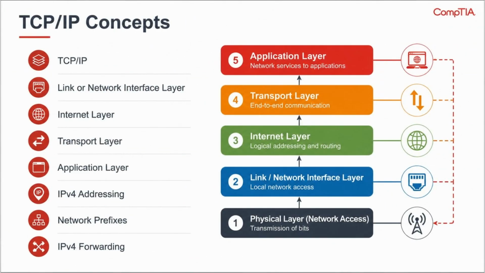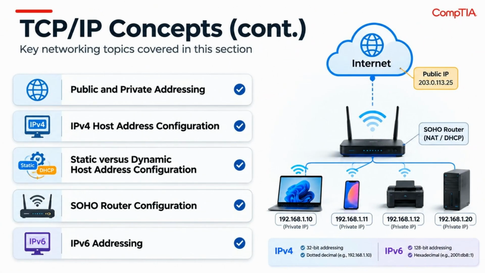Here's what this lesson covers: TCP/IP's link or network interface layer, internet layer, transport layer, and application layer, along with IPv4 addressing, network prefixes, and IPv4 forwarding. Continuing the roadmap: public and private addressing, IPv4 host address configuration, static versus dynamic configuration, SOHO router configuration, and IPv6 addressing round out this lesson.